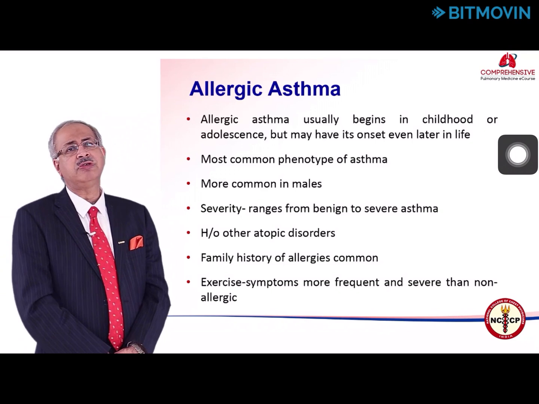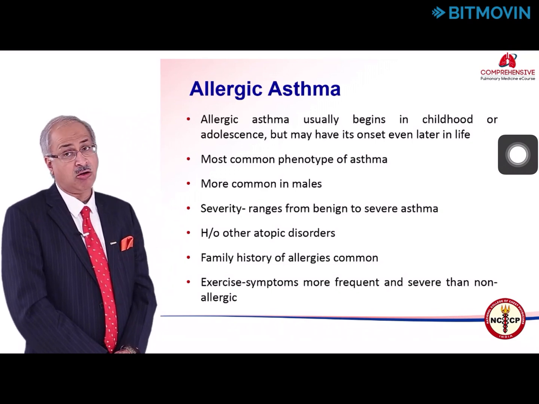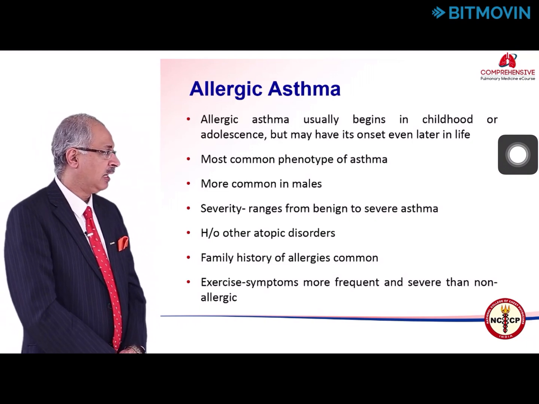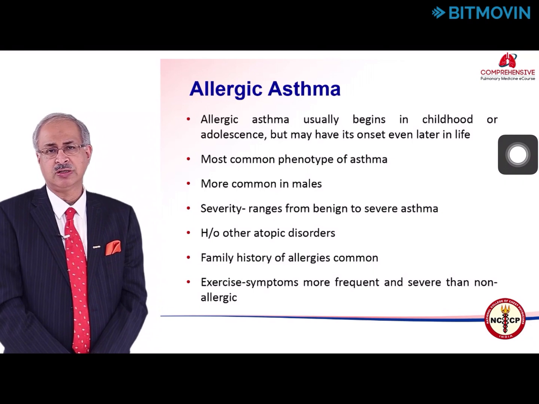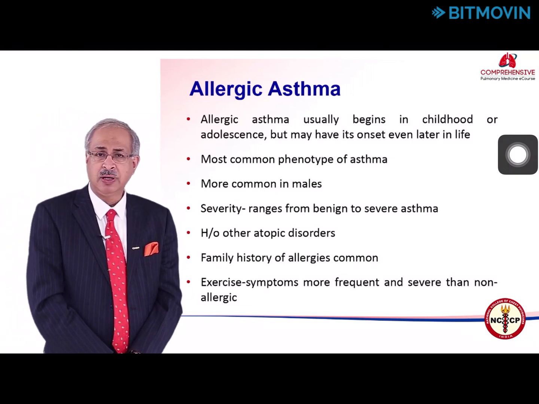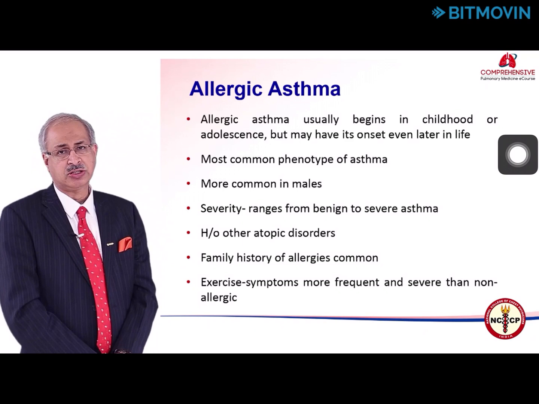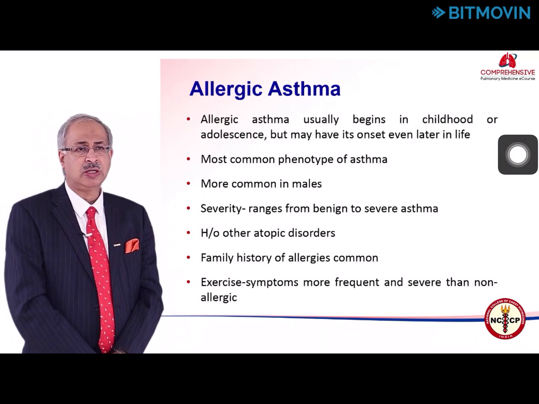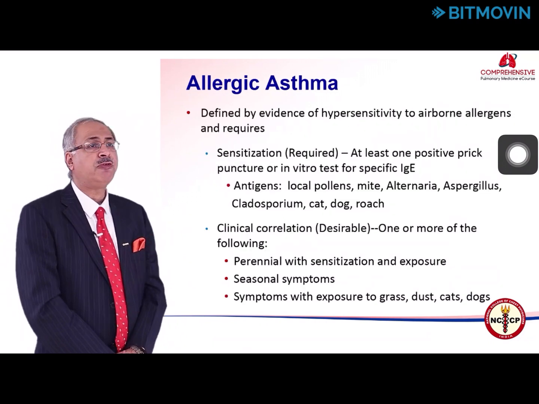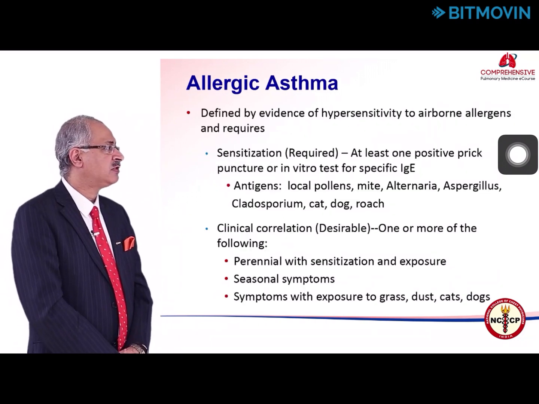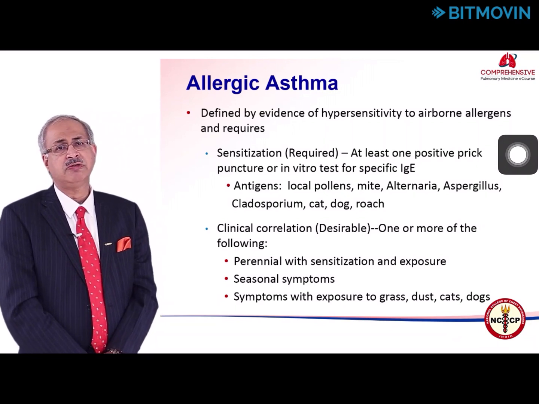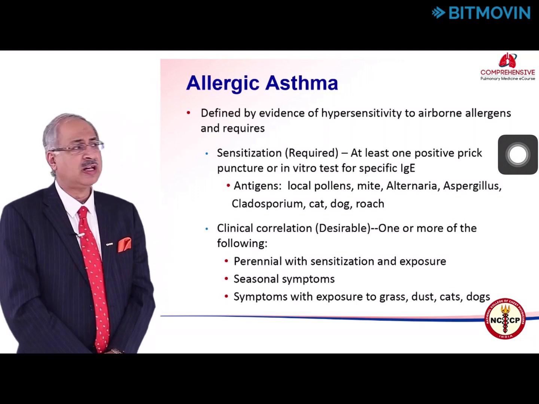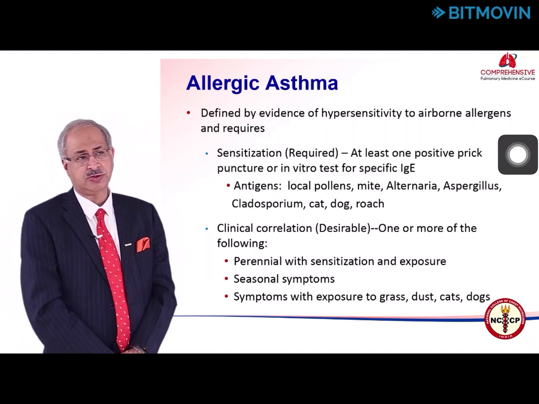Allergic asthma, usually you will see it in childhood or adolescence, but it can also be later. It is the commonest phenotype of asthma which we see. Commonly in males, there will be a history of other atopic disorders like allergic conjunctivitis, eczema, or allergic rhinitis, and family history of allergy is common. Exercise-induced symptoms are frequent and they are more severe than in non-allergic asthma. And we define it by the presence of hypersensitivity to airborne allergens, and there are certain things which need to be there. One is sensitization, and second is a clinical correlation. Sensitization is mandatory and clinical correlation is desirable.